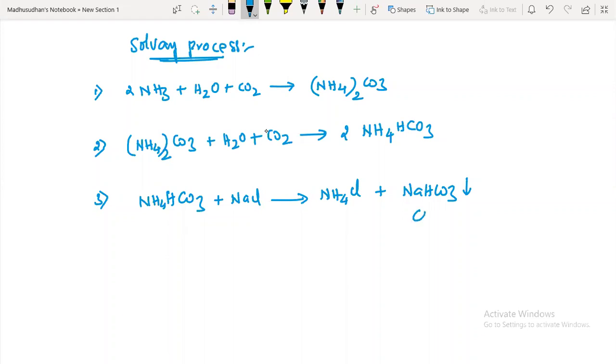These sodium bicarbonate crystals are forming, and this ammonium chloride which is formed here is also having some importance that I'll tell you later. The sodium bicarbonate crystals are taken out, and in the fourth step, the sodium bicarbonate crystals are heated at a high temperature. You will get sodium carbonate Na2CO3 plus carbon dioxide.